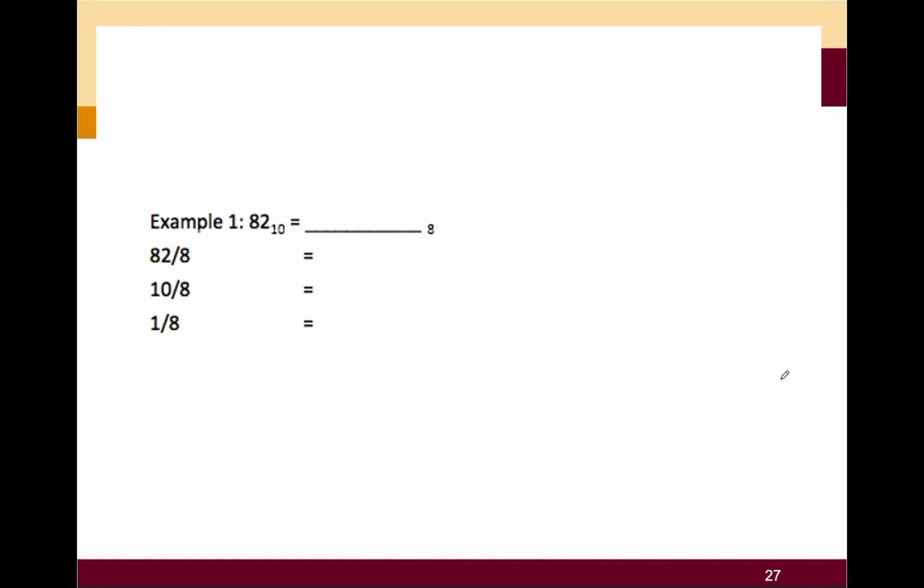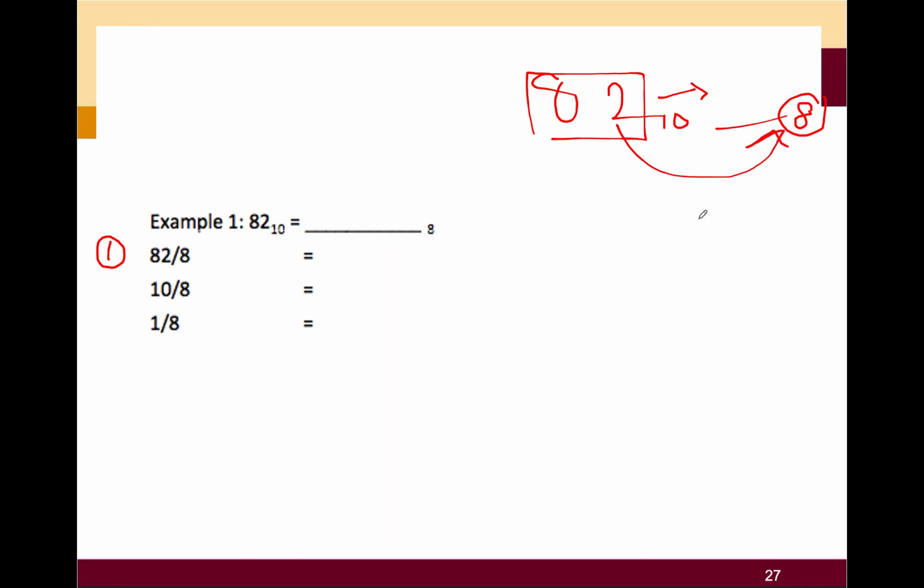I give you an example: you have 82 as base 10, or decimals. You want to convert it into base octal, or 8. So you can see the first step is you need to divide it by the base that you want to convert to. So this number, you need to divide by 8. How it looks is like this.